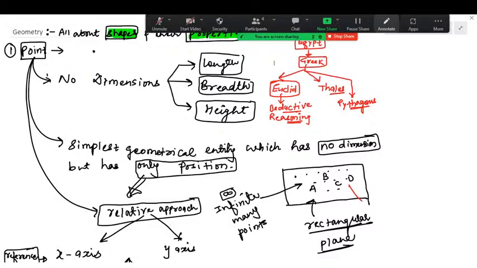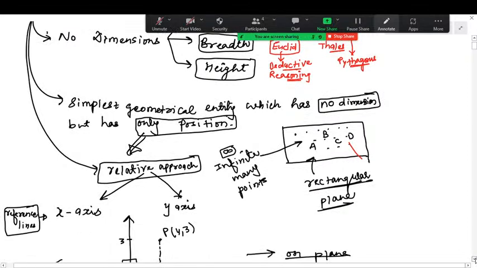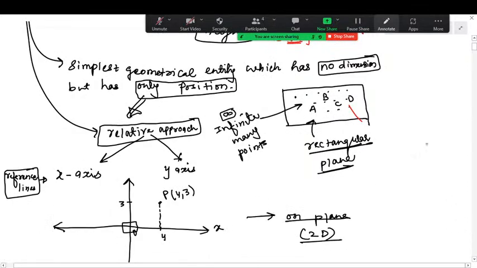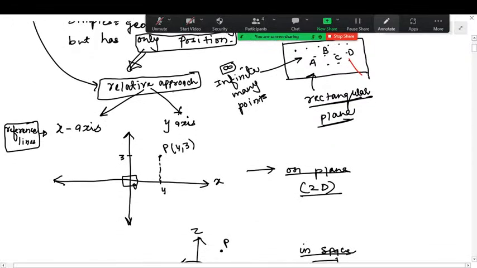Can you tell me how do we represent a point? Because it has a position, that means we can represent a point. It has a location. How do we represent it? By a dot. Yeah, exactly. We use the dot symbol, but we also represent it using two reference lines. There is a relative approach we use to represent a point, and we make use of these two reference lines known as x-axis and y-axis. And by using these two reference lines, we represent a point.